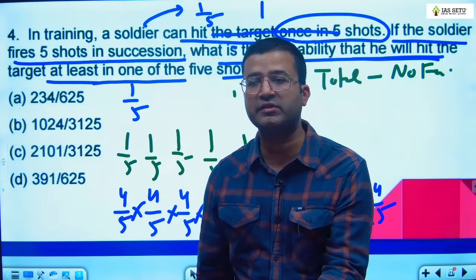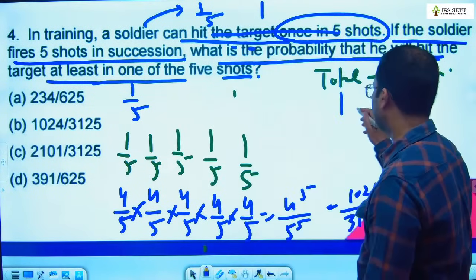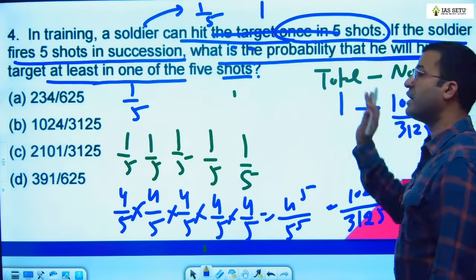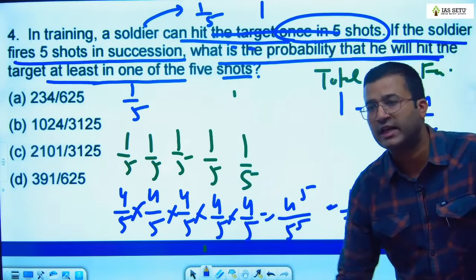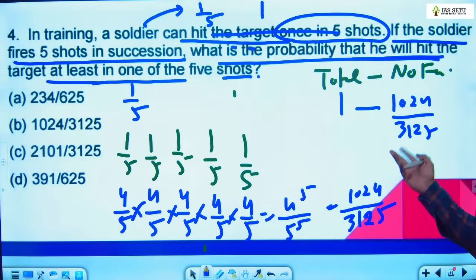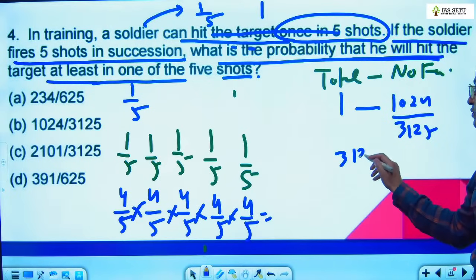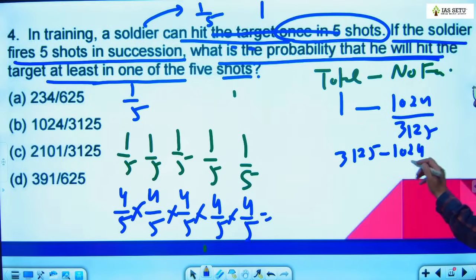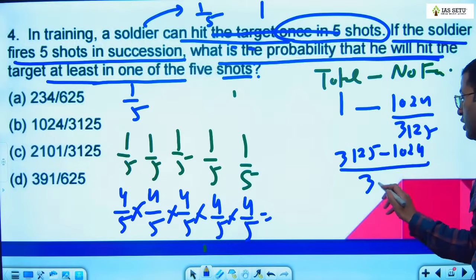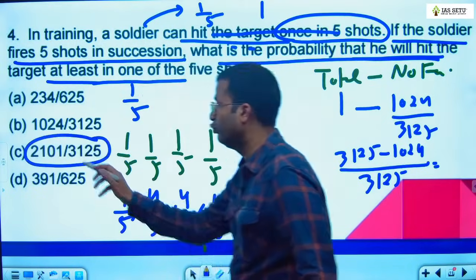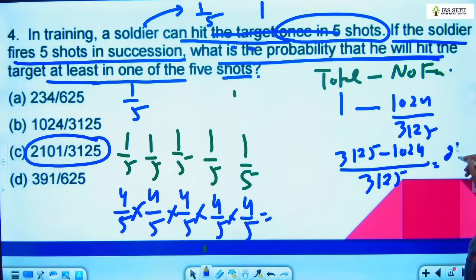So at least one कैसे आएगा? Here total minus non-favorable. भाई हमें टारगेट हिट होना चाहिए, कोई ना कोई एक सिलेक्ट होना चाहिए. Total minus non-favorable. So here your answer will be, if you solve this, 3125 minus 1024 upon 3125, it will come 2101 upon 3125.